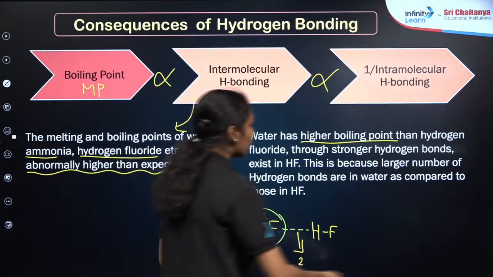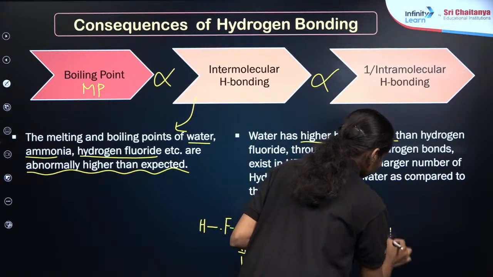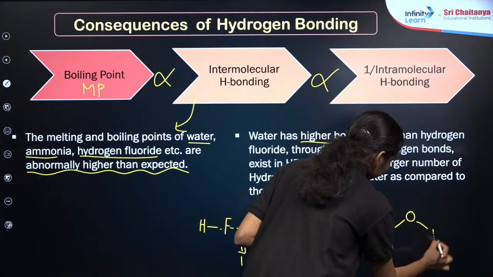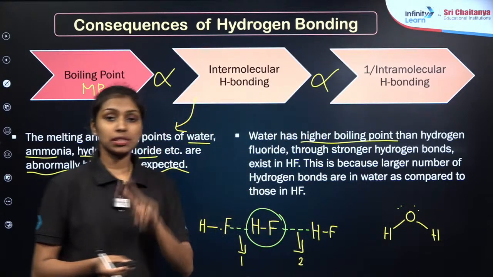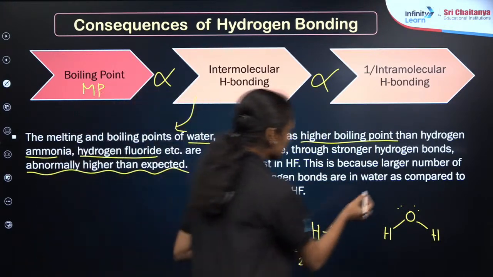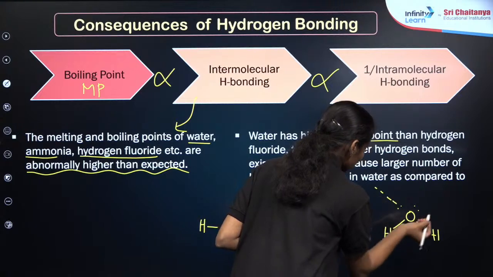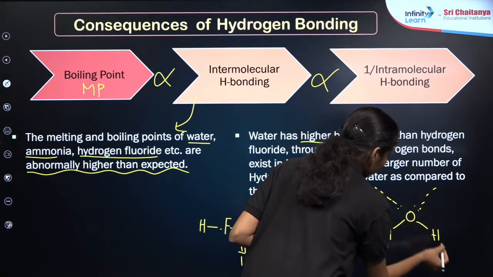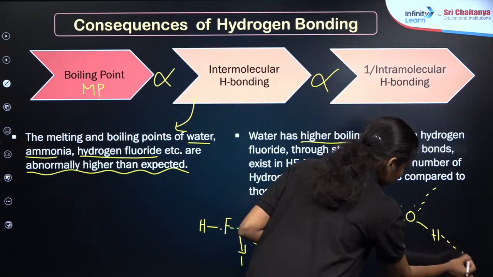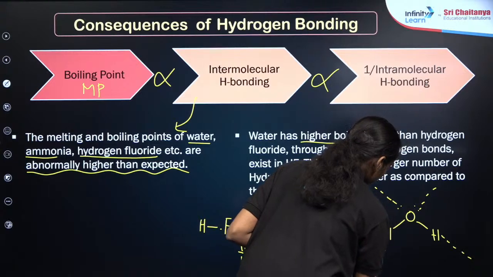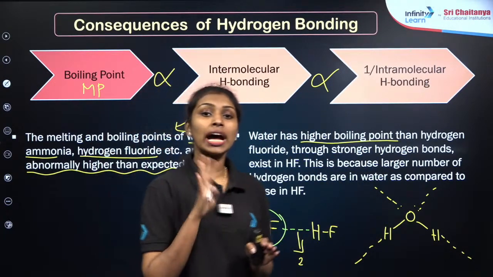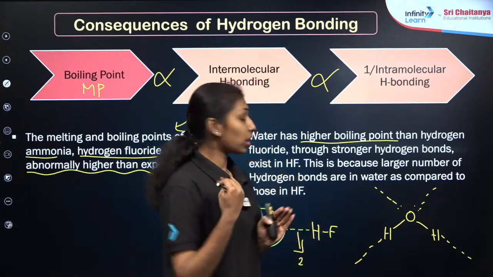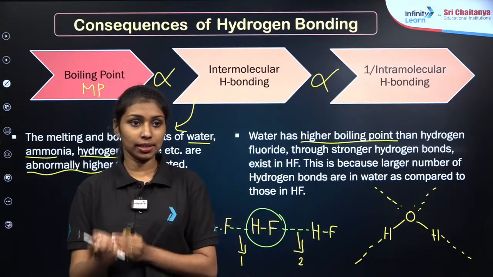Now, if I am taking the water molecule, I can say that two lone pairs are present on the water molecule. So there is the possibility of forming one hydrogen bond here, and then here it is also a possibility, right? Which means that at a time water has a tendency to form four intermolecular hydrogen bonds between the molecules.